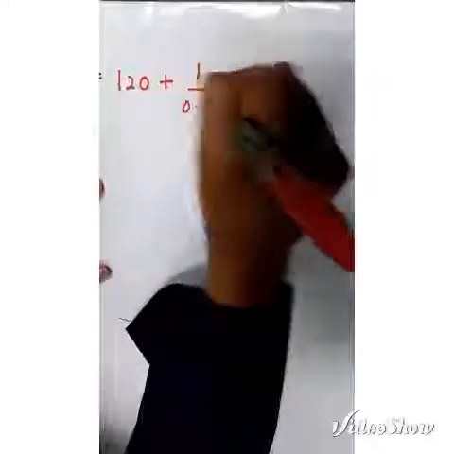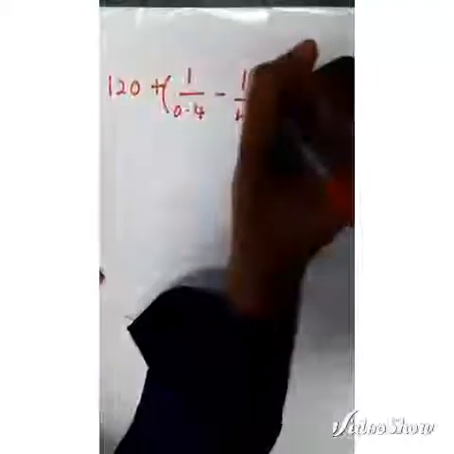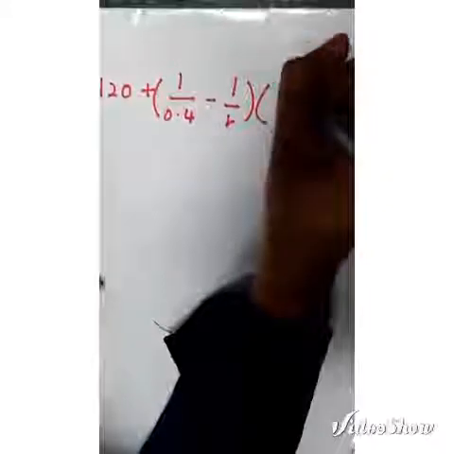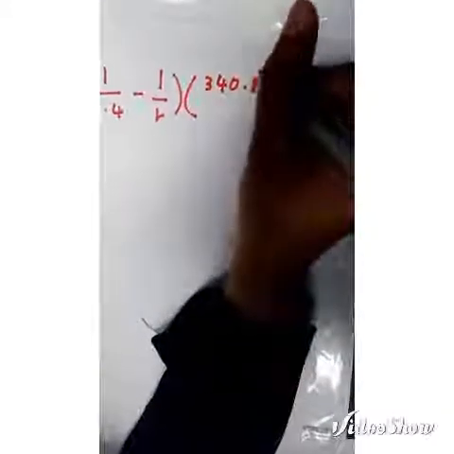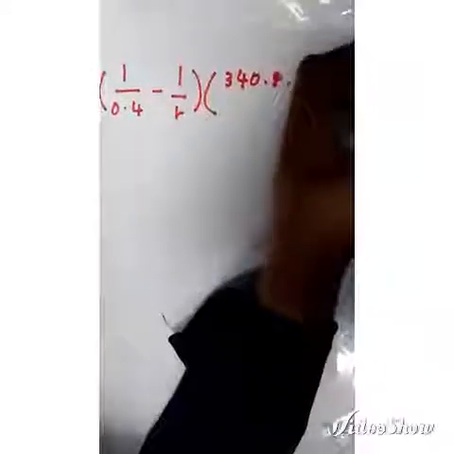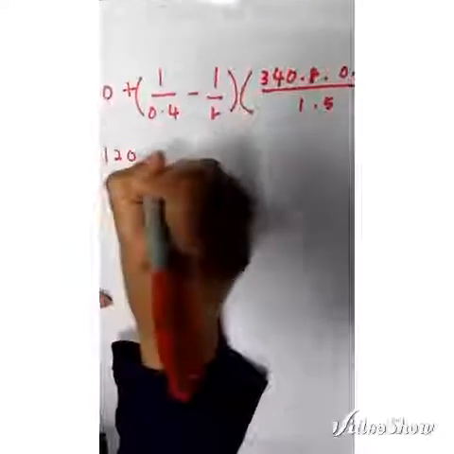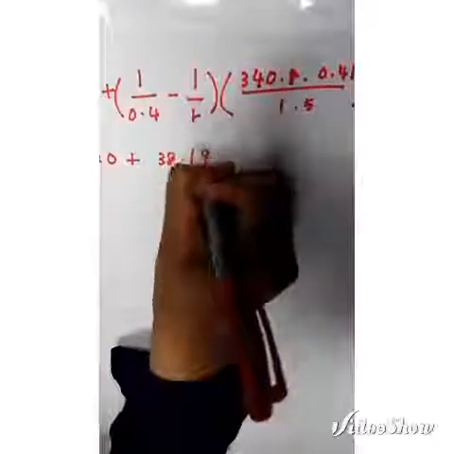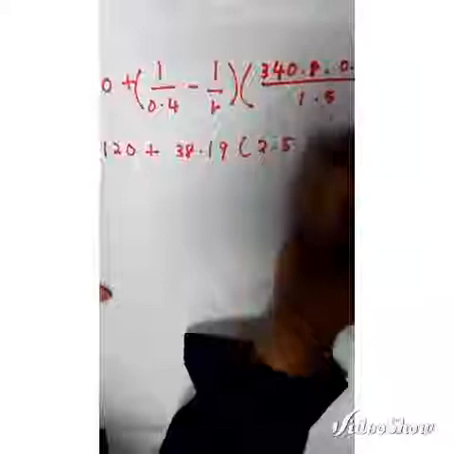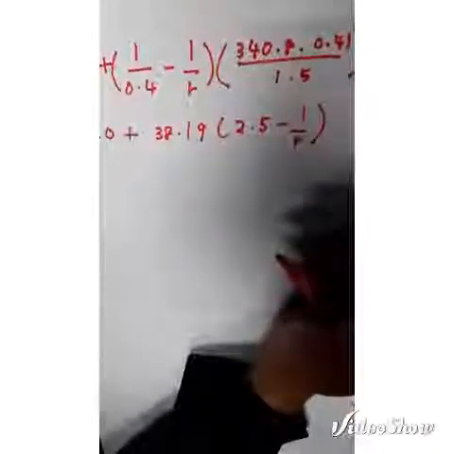And then we will just substitute the values into the equation that we have obtained. 1 over 0.4 minus 1 over R times 340.8 times 0.41 squared over 1.5. We will get 120 plus 38.19 times 2.5 minus 1 over R. So this is our final temperature variation.